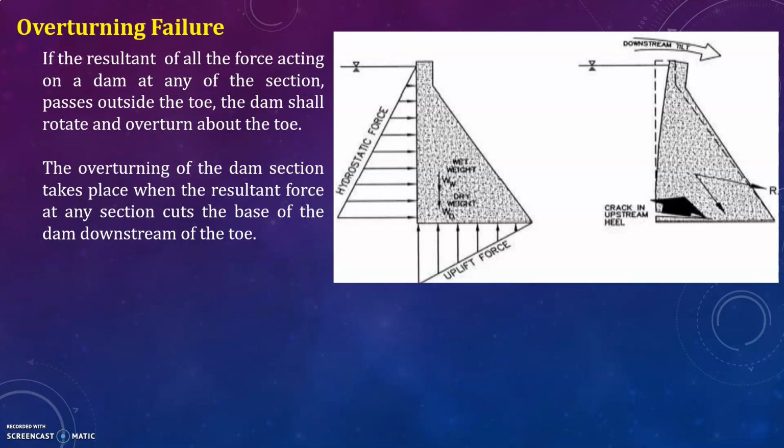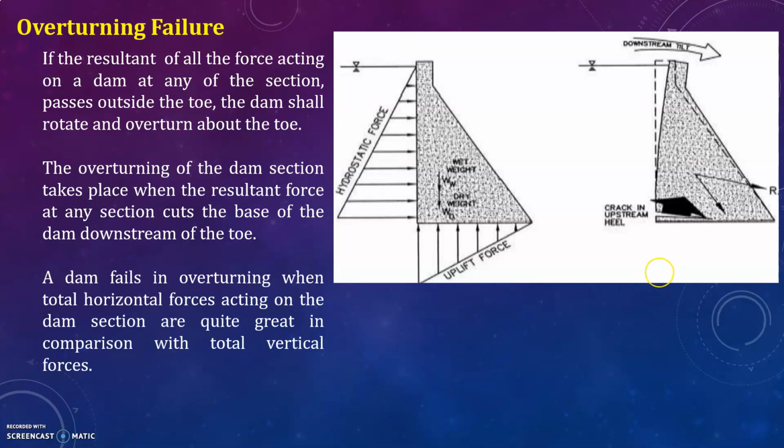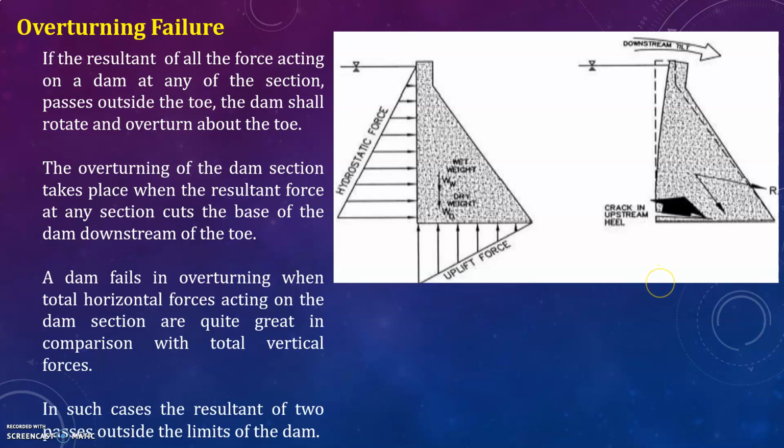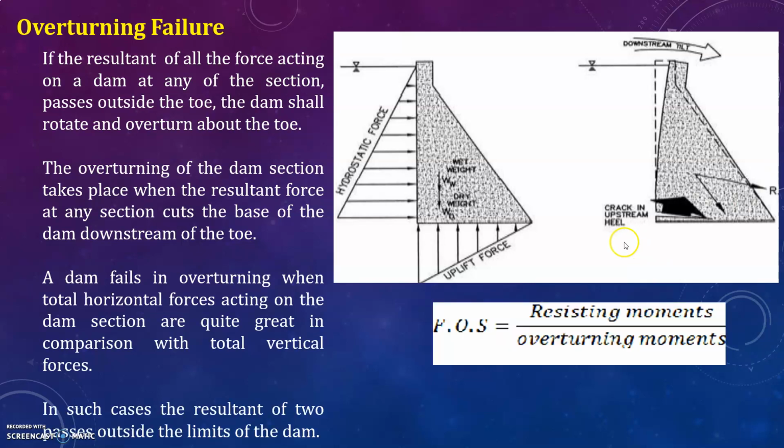On the other hand, if the resultant cuts the base within the body of the dam, there will be no overturning. A dam fails in overturning when the total horizontal forces acting on the dam section are quite great in comparison with total vertical forces. For stability requirements, the dam must be safe against overturning.